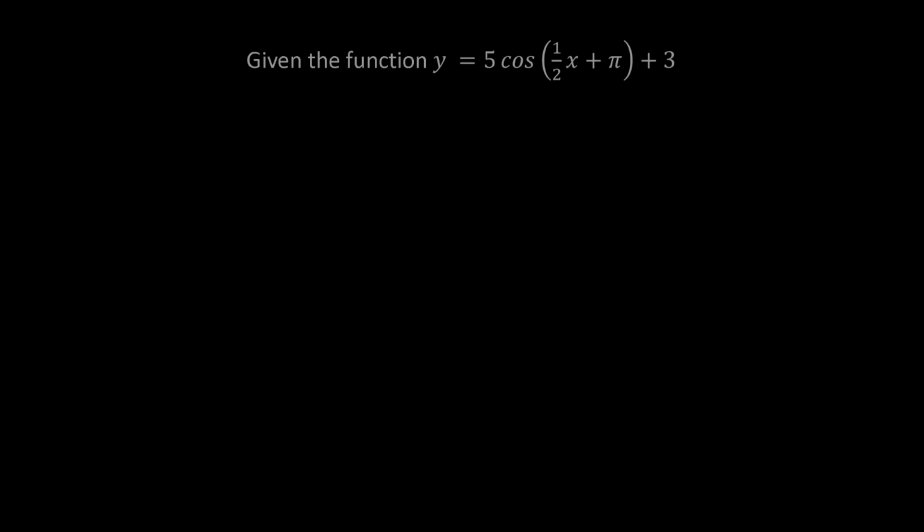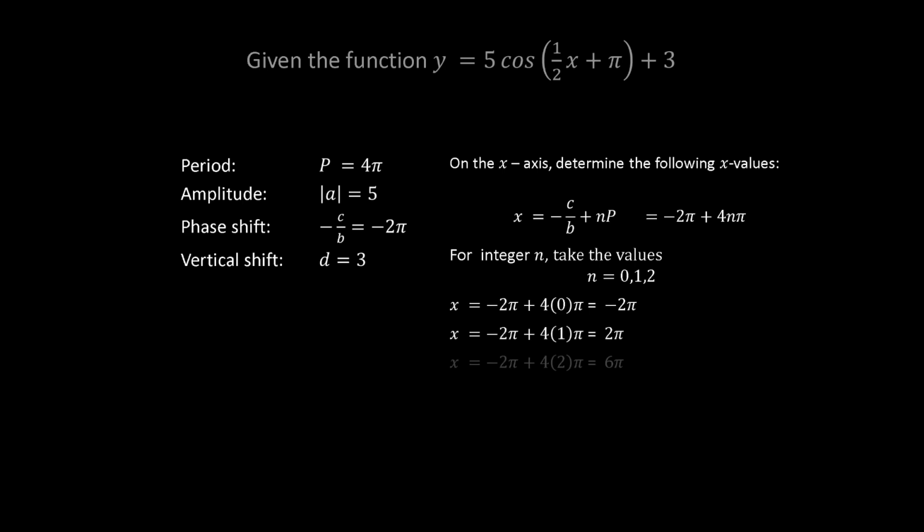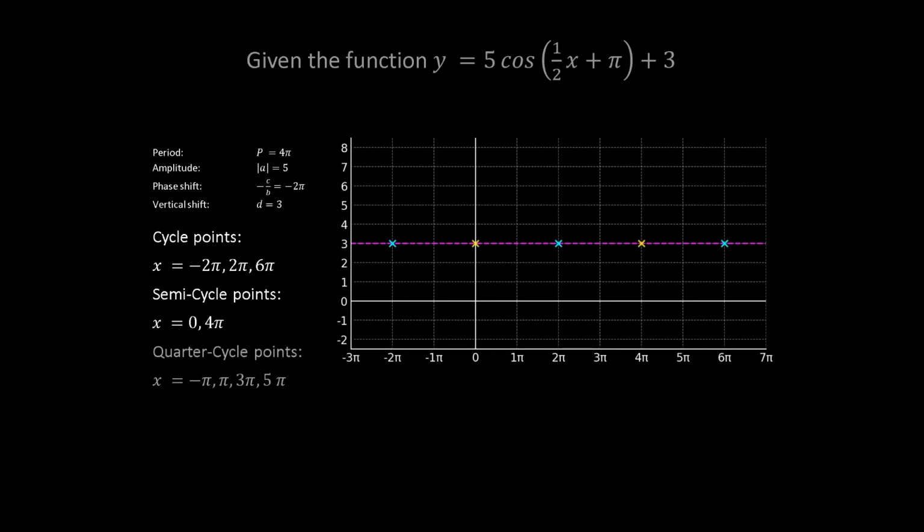The steps are the same, but there's a subtle difference in how the graph begins. Here are the key values for this example. The cycle points are obtained in the same way as before. In this case, the cycle points are shown here. The midline is y equals 3, and here are the cycles plotted. Next, the semi-cycles. Then the quarter cycle points, along with the vertical broken lines.